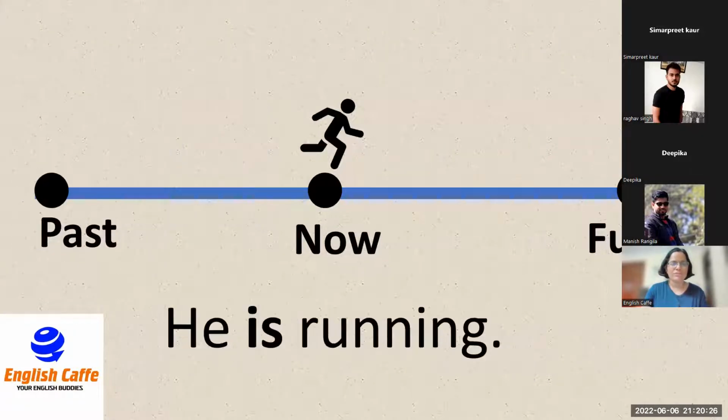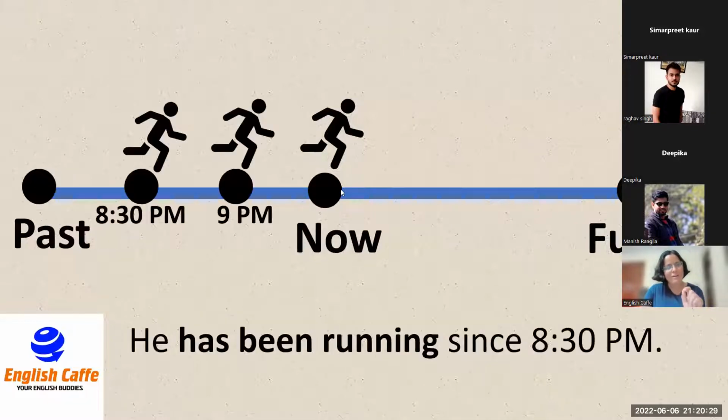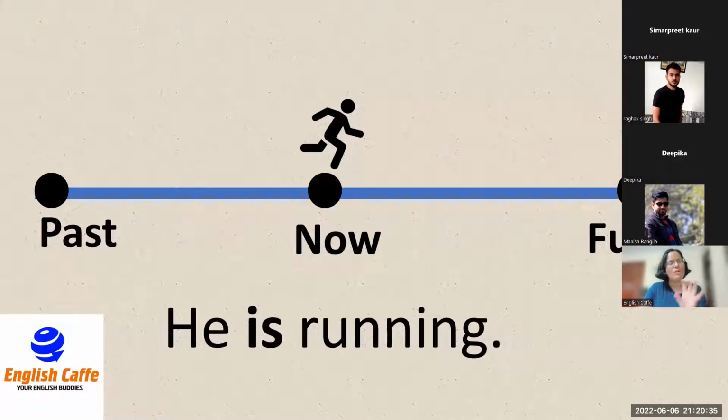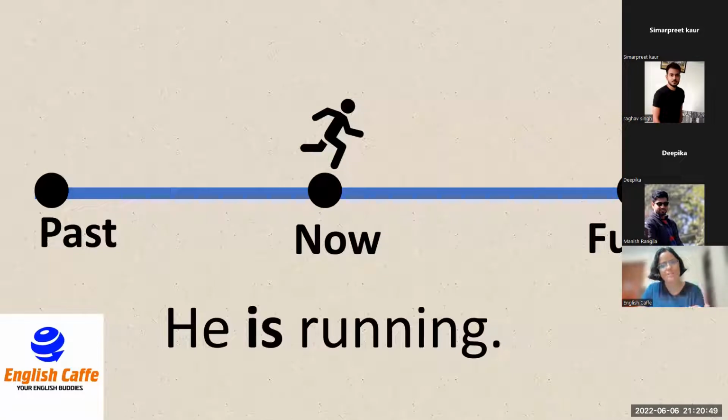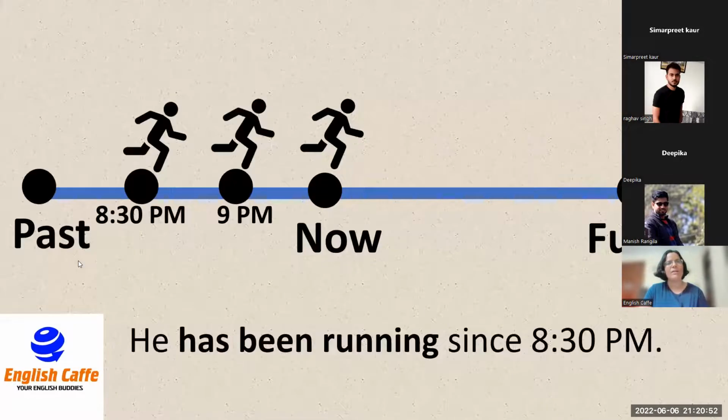Now, one thing you should notice, the person is running right now in both the situations. In both the situations, the person is running right now, but in one situation, we are only talking about this point. In the other situation, we are talking about the duration. So in other words, if we talk about only one point, we use the continuous tense, like he is running. But if we talk about continuity of an action for some time, we use the perfect continuous tense. We say he has been running since 8:30 or he has been running for 1 hour.